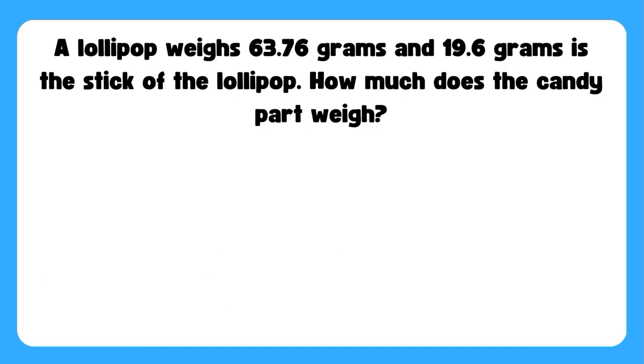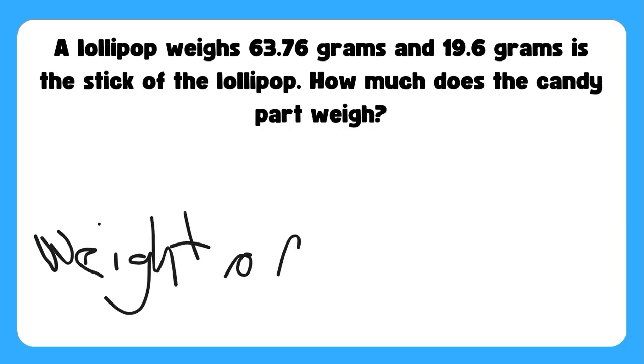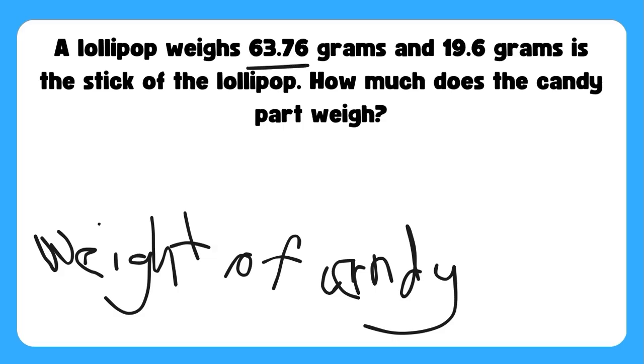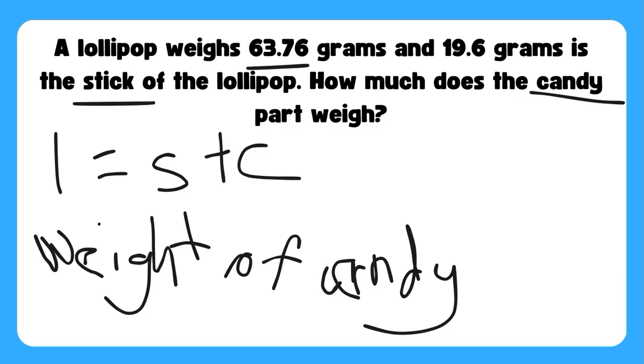Weight of candy, if you know the total weight of the lollipop is 63.76, that's going to be the stick plus the candy. So you can just do basic variables. You know that weight of candy, we can say it's C. No, total weight, so L lollipop is equal to S plus C. We are given the weight of S, which is going to be 19.6, so you can just move this onto the other side, L minus S, and that will give you C.